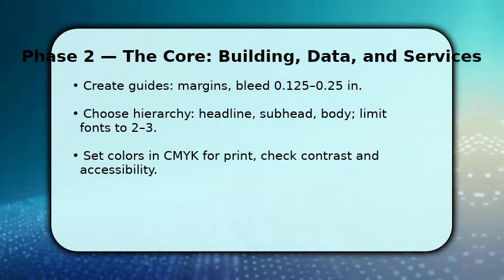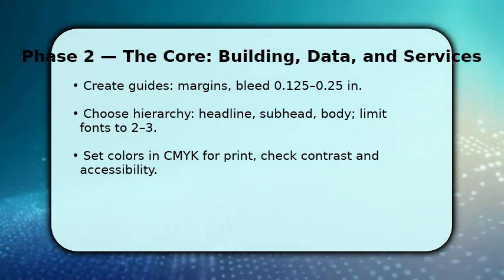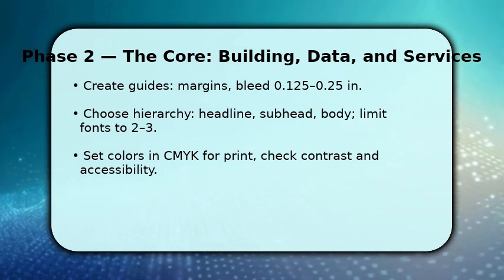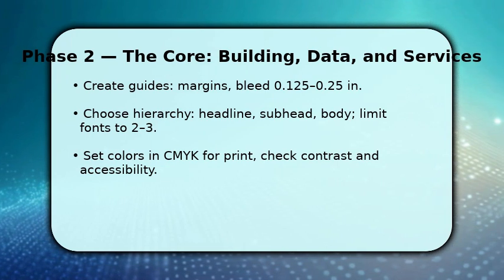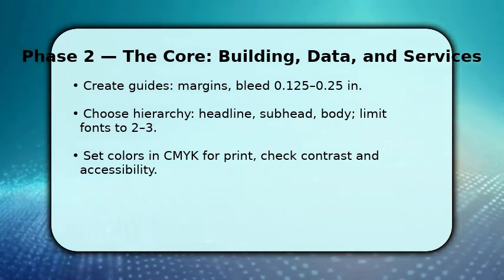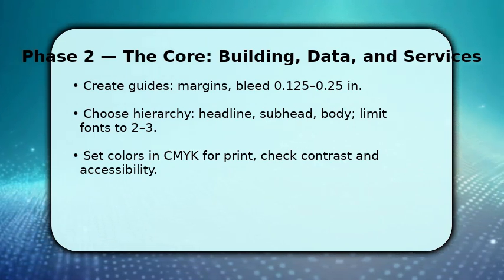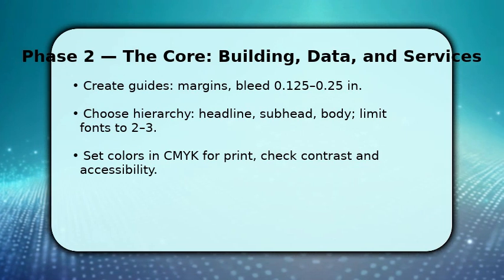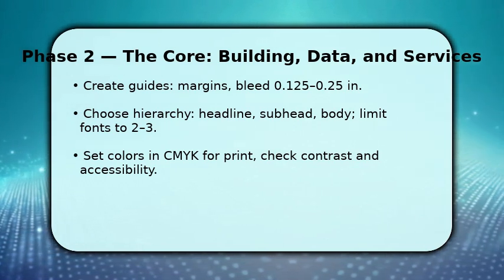Once placed, convert repeated elements into symbols or components. Adjust type scale and tracking for legibility, then lock key layers. For color, switch to CMYK and proof a printer profile. This prevents unexpected shifts. Once satisfied, rasterize effects only when necessary, and save another increment.